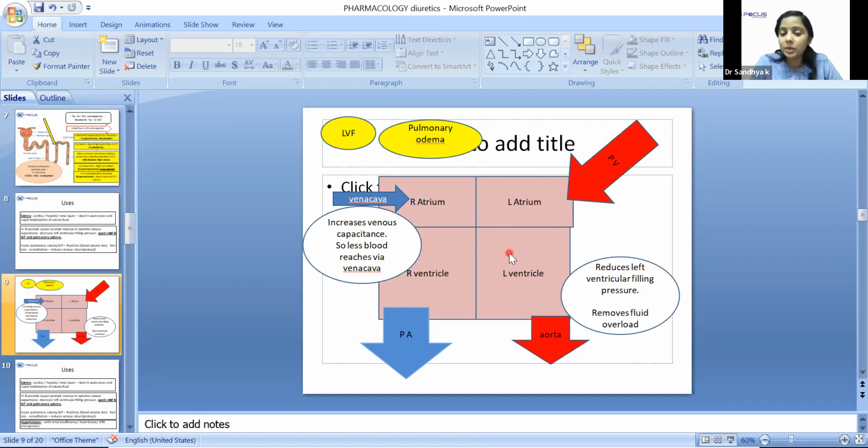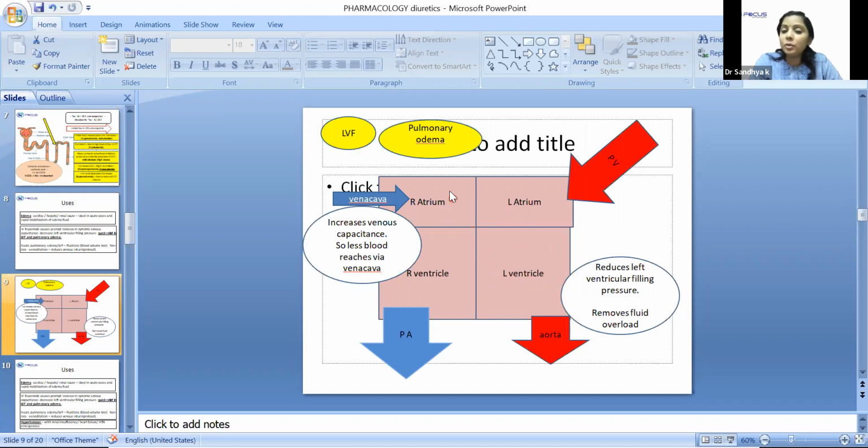That is one action. Since the cardiac load is reduced to a certain extent, the left ventricle will not have to take severe force to pump the blood, because the blood reaching is already low. So the left ventricle will not have to take too much strain to pump the blood. In that way, it reduces the left ventricular filling pressure. That is also one of the actions of furosemide.